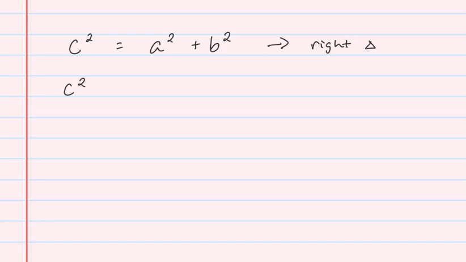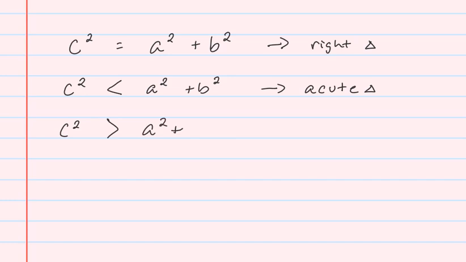If c squared is less than a squared plus b squared, that means c got smaller, so your hypotenuse got smaller, making it an acute triangle. And therefore, when c squared is greater than a squared plus b squared, we have the opposite problem. It is an obtuse triangle, so we can classify them.